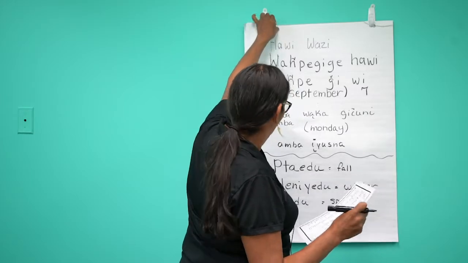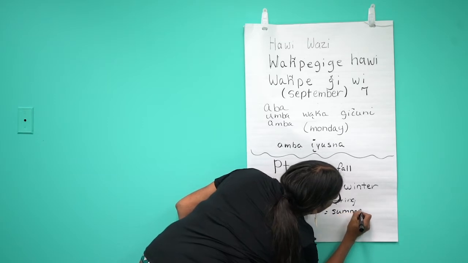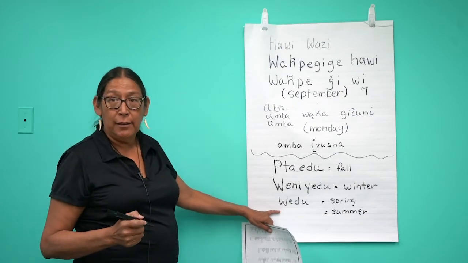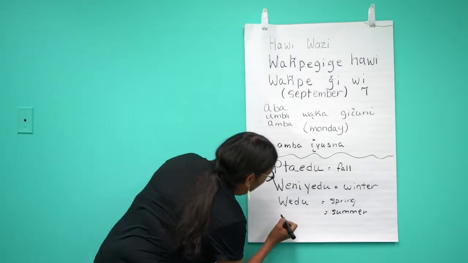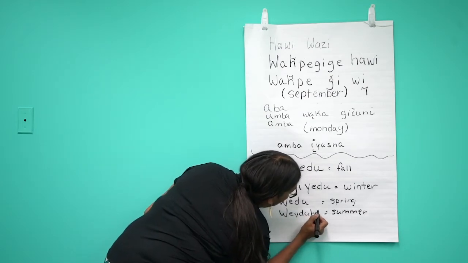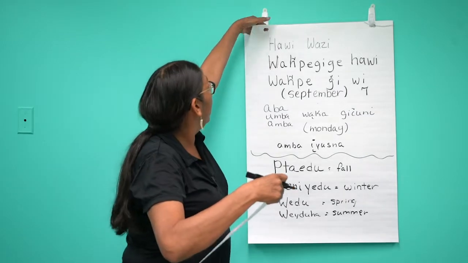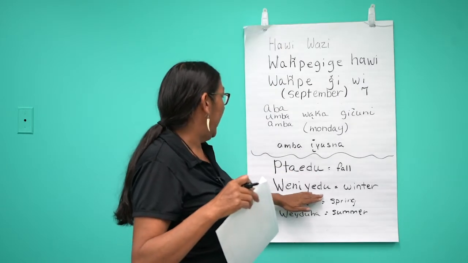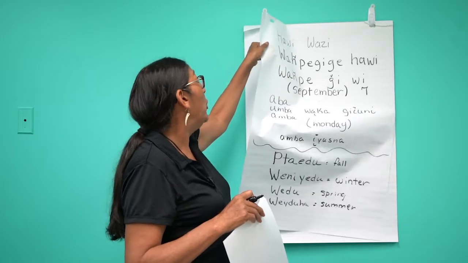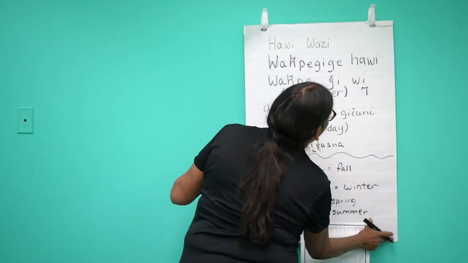Oh, yeah, of course. Summer. Let me think here now. Oh, sorry. Yeah, summer. Weedoha. Summer. Weedoha. Summer. Weedoha. Weedo. Weedoha. Sorry, I thought this was hard.